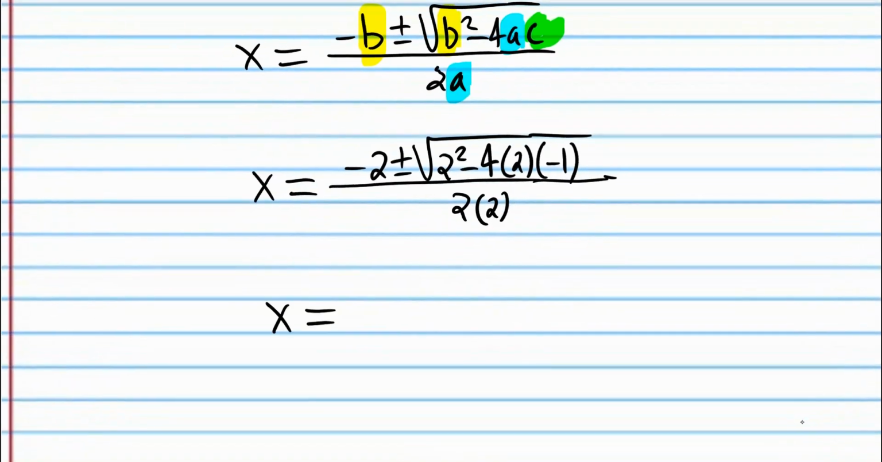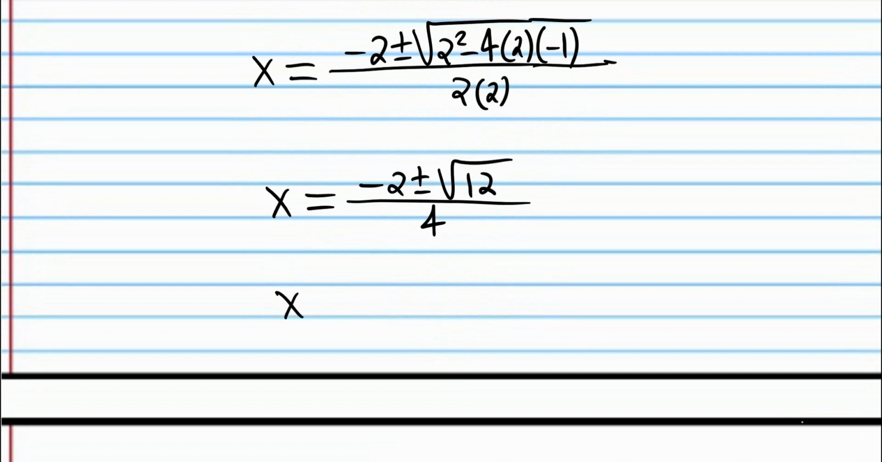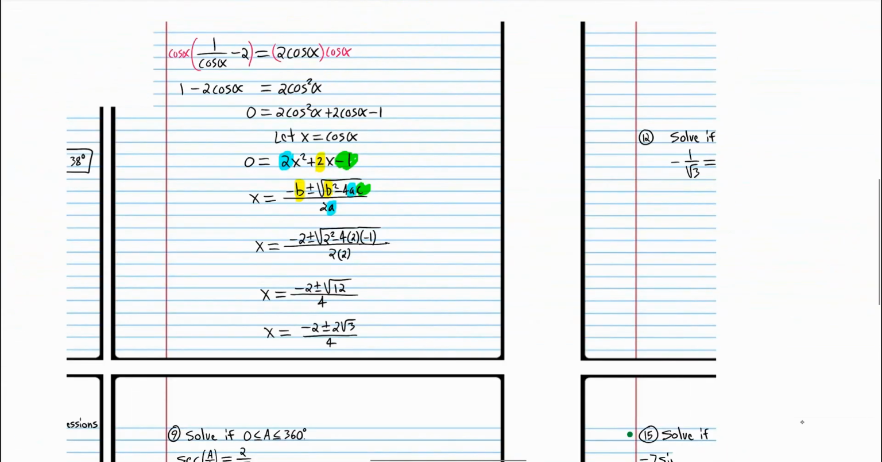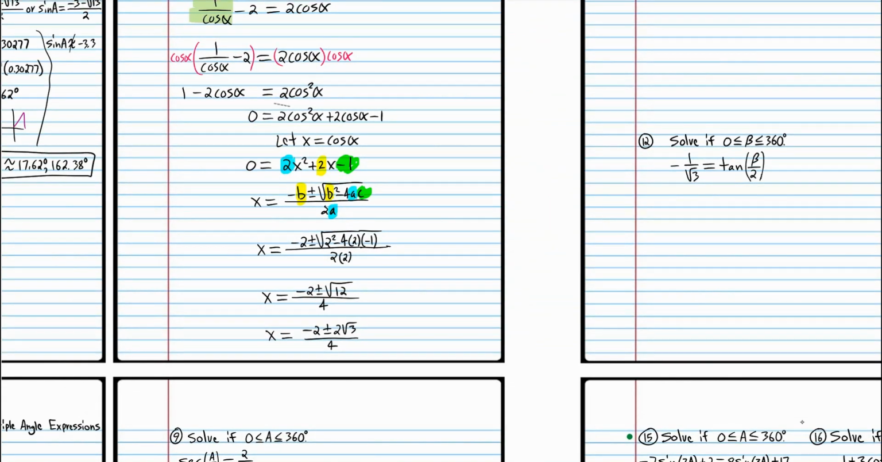Okay, so we have -2 plus or minus. Let's do this together. -4 times 2 is -8. -8 times 1 is +8. +8 plus 4 is 12. And 2 times 2 is 4. So we have -2 plus or minus. This is 4 times 3. The 4 comes out as a 2. And we're out of room. That's okay. We can use an arrow and go up.